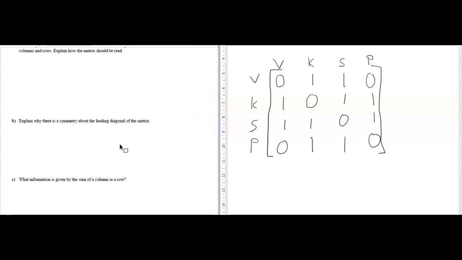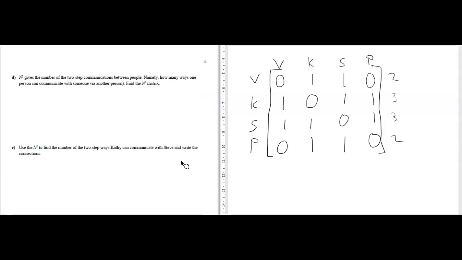What information is given by the sum of a column or row? I think I've already said this. It's how many people they can communicate with. If we did the sum of this row, Vicky communicates with 2 people, Kathy communicates with 3, Steve communicates with 3, and Paul communicates with 2. I'm just adding up the rows there.